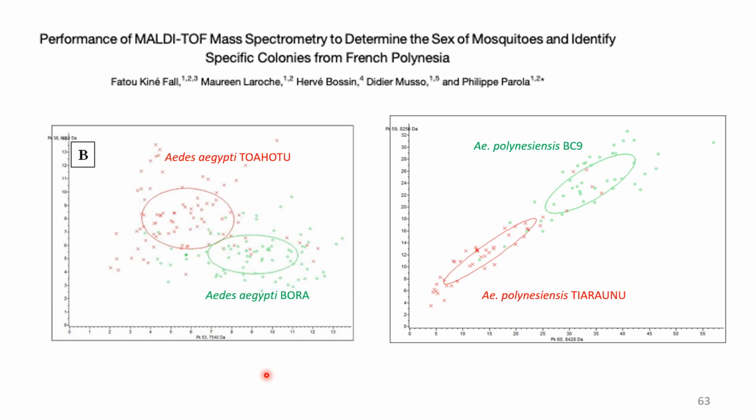As for the strains, you can see that we managed to differentiate different colonies of each species that were included in that study. So this PCA is a bit messy, but when you do a blind test, MALDI-TOF classifies the colony properly.